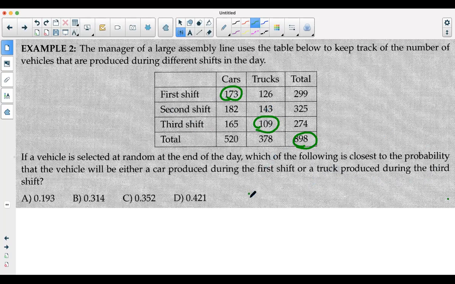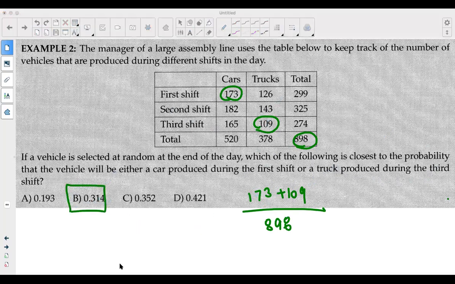So what we end up doing is 173 plus 109. When I combine them together, divide by 898, which is the combined total. Right? So then I believe that you get something like this one. How about that, guys? Is it okay? Yeah? Alrighty, guys. Good job, good job.